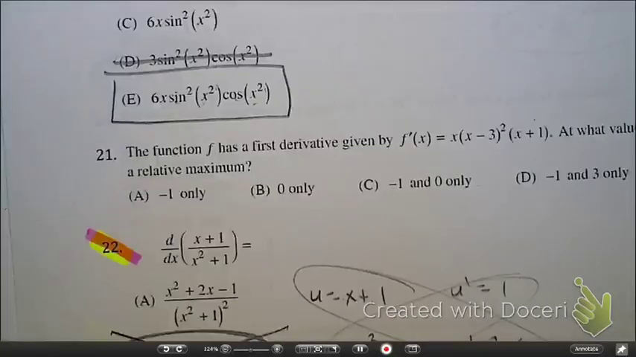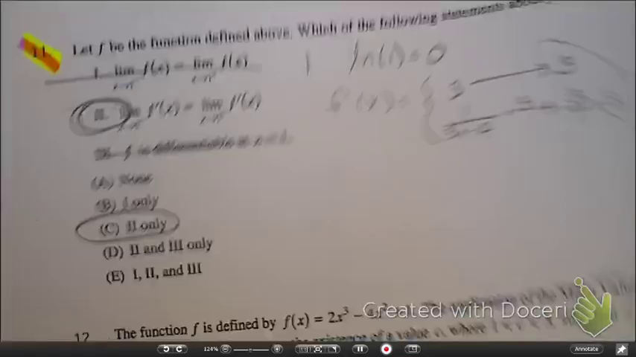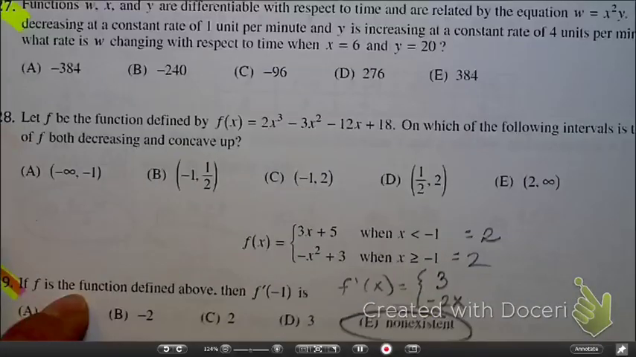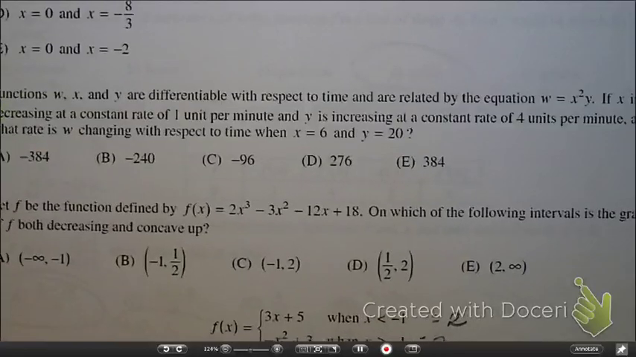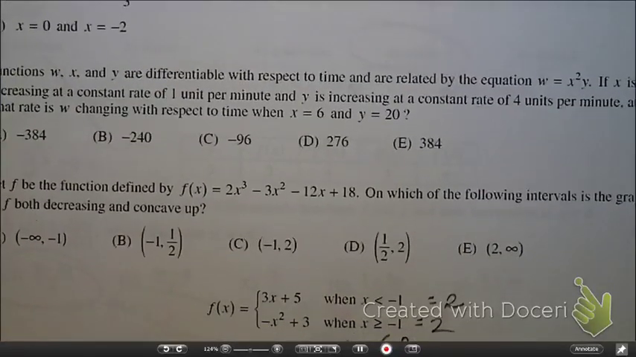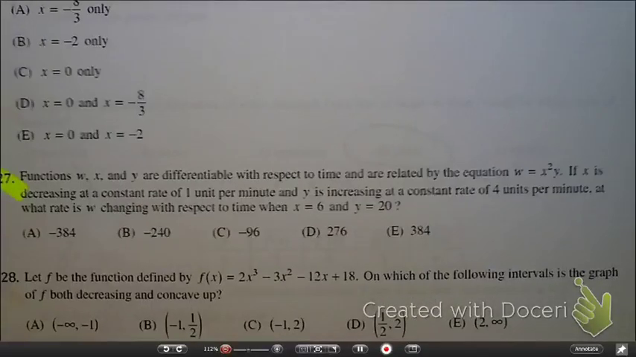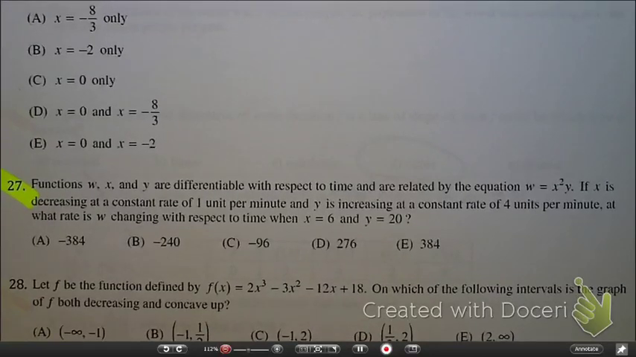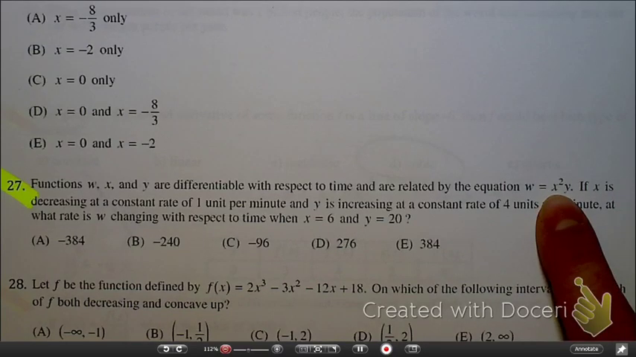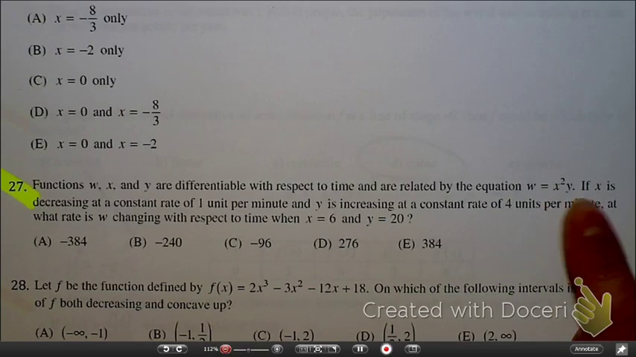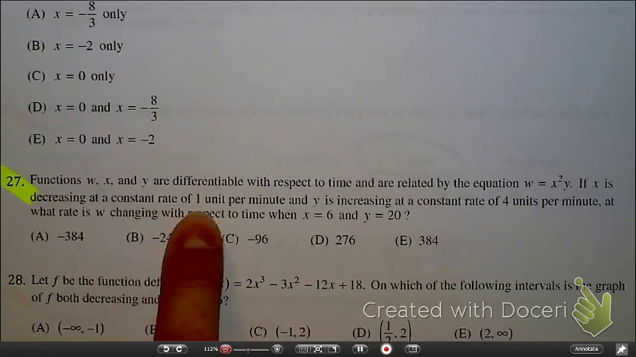The next one I want to look at is number 27. Flip with me to number 27. Number 27 is also a related rates problem. It says functions w, x, and y are differentiable with respect to time and are related by the equation w equals x squared y. It says if x is decreasing at a constant rate of 1 unit per minute.